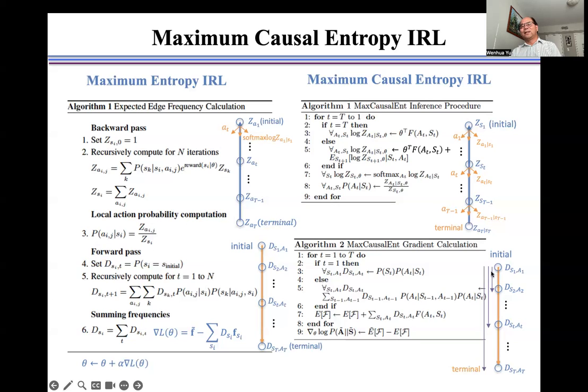But here we need a short sequence. For each sequence we define entropy, and we put all the entropies together to get the feature count under the learned policy. Then we compare it with the feature count of the expert policy to get the gradient of the loss function. And then we use this gradient to update the model parameters.